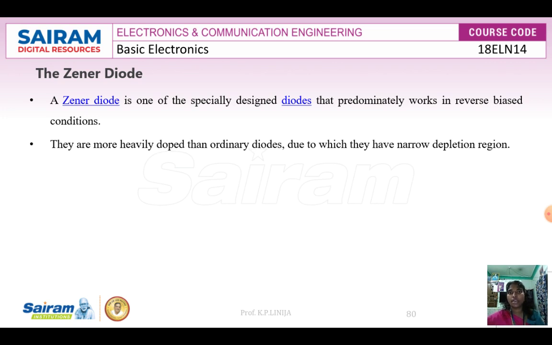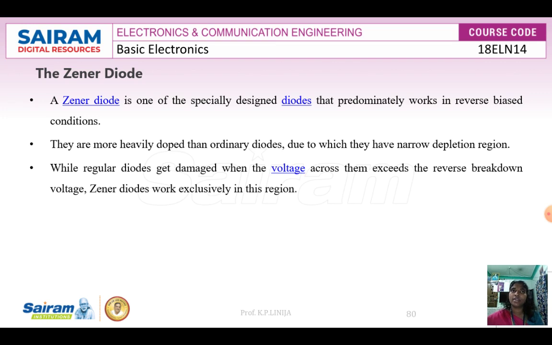Why can this diode work in reverse bias condition? The reason is the doping. Here it is heavily doped compared to ordinary diodes, and because of this heavy doping, this diode has a narrow depletion region. When you compare with regular diodes, those diodes will get damaged when the voltage across them exceeds the reverse breakdown voltage. But the Zener diode is a little different. It can operate in this region.